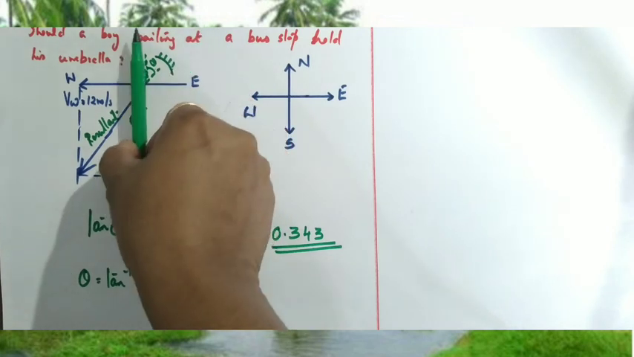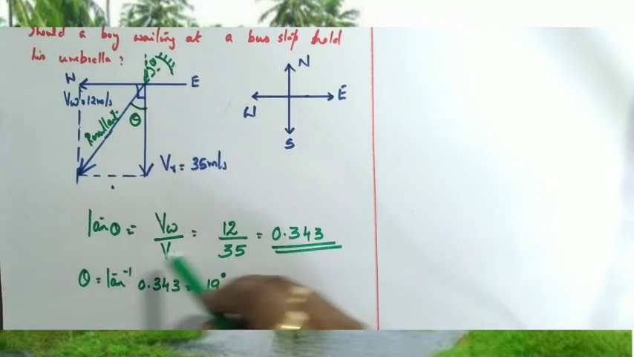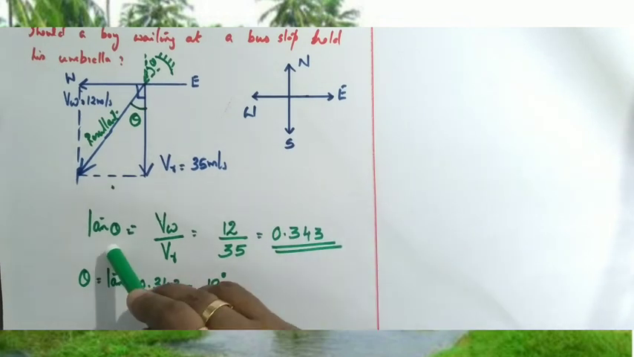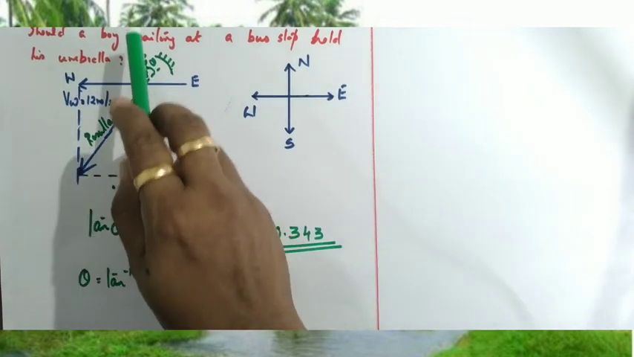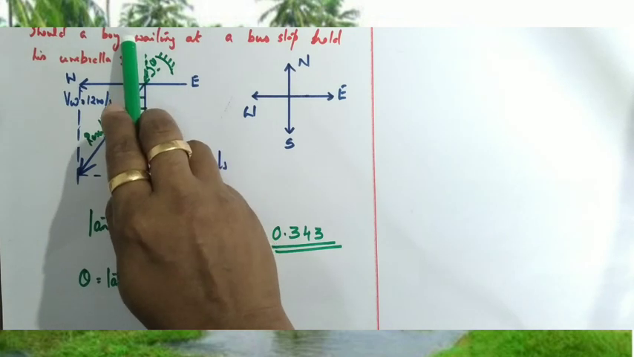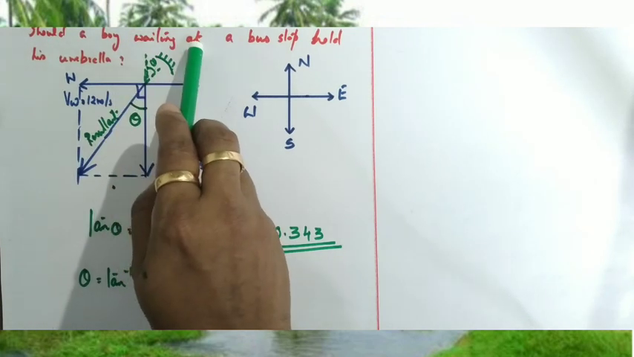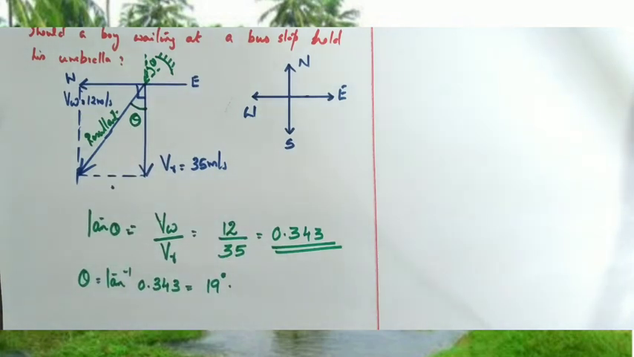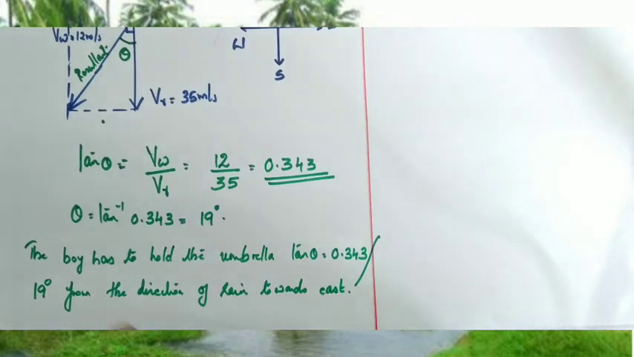Clear children? So the person has to hold the umbrella, tan theta equal to 0.343, or the person has to hold the umbrella 19 degree from which one? From the direction of rain towards which direction? East direction. So that is the answer. So the answer can be written like this: the boy has to hold the umbrella, tan theta is equal to 0.343, which is 19 degree from the direction of rain or from the vertical plane towards east.